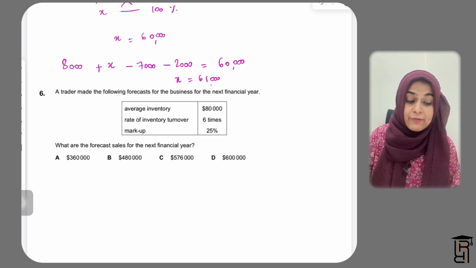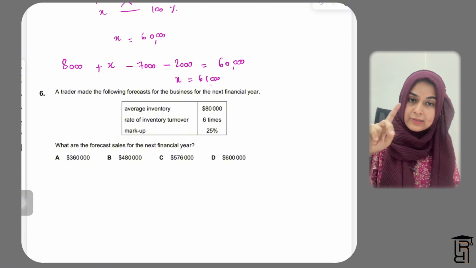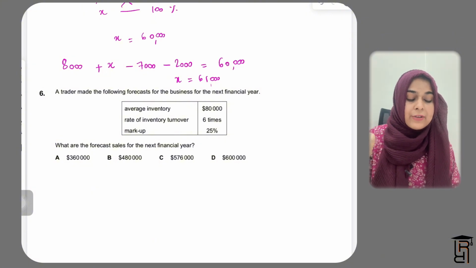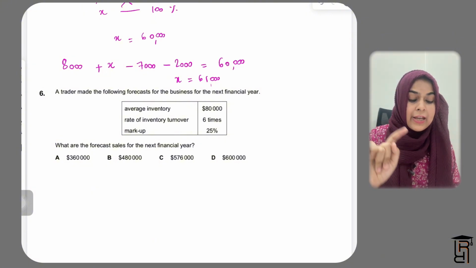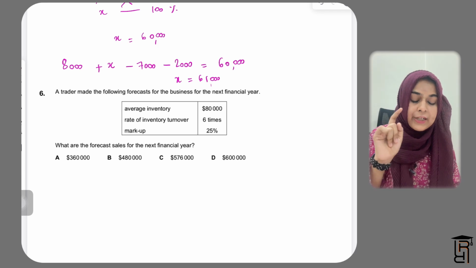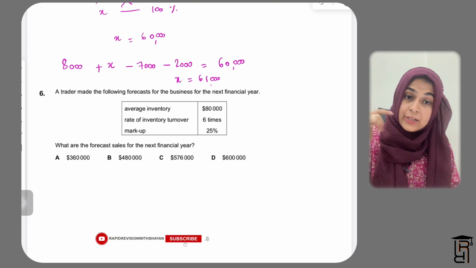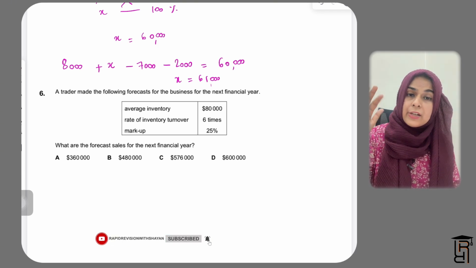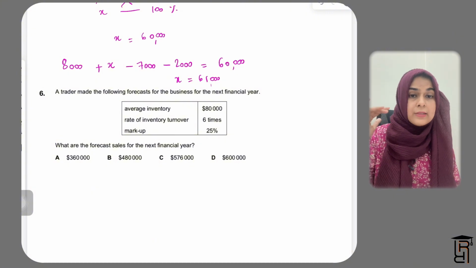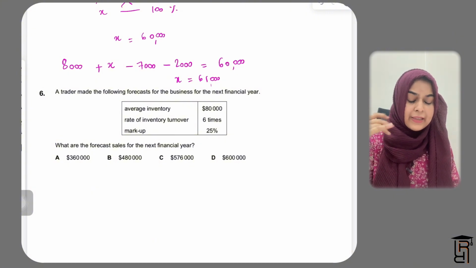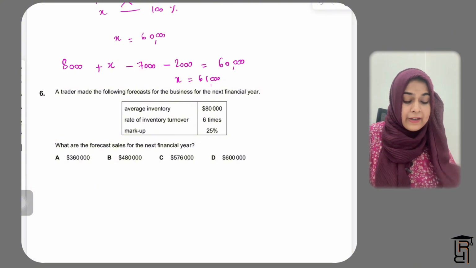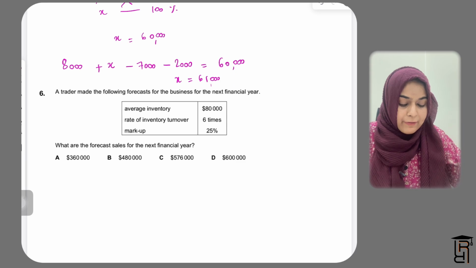They've given you average inventory, which is opening plus closing divided by 2. So average inventory in this case is 80,000. They've given you rate of inventory turnover in times. If you know the formula, rate of inventory turnover is equal to cost of sales divided by average inventory. And then in this case, markup is 25%. So you can find out cost of sales by using the formula of rate of inventory turnover.